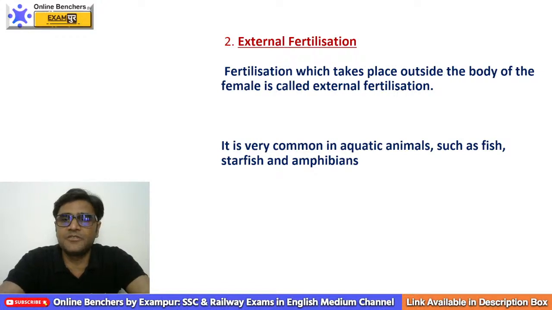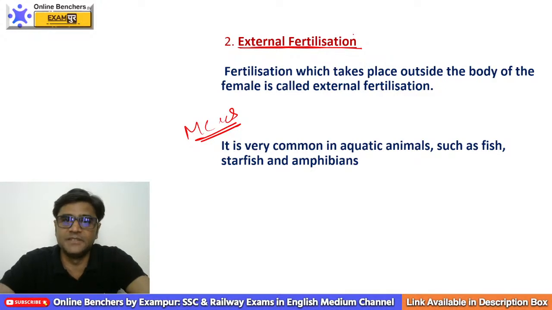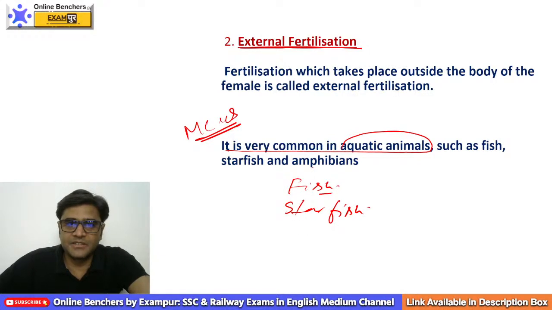Now we have external fertilization. Fertilization which takes place outside the female body is known as external fertilization, and this is very important. Please remember, this question has been asked in various competitive examinations a lot of times. External fertilization is common in aquatic animals such as fishes and starfishes. In starfish, fertilization takes place by the external mode.